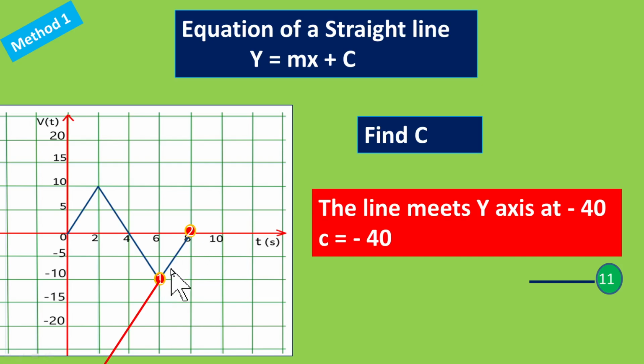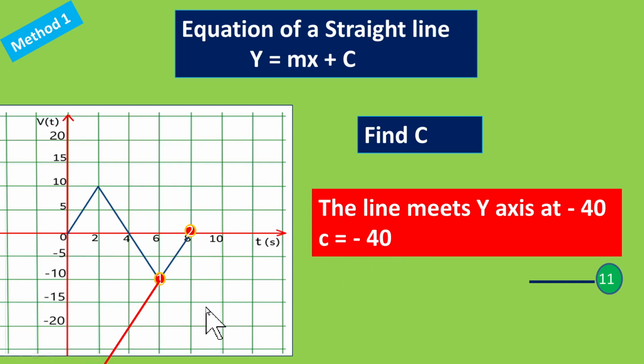So we have taken this third segment. It should be extended downwards as well as upwards. But if you extend it upwards, it will not meet the y-axis anymore. If you extend this line downwards, it crosses the y-axis at minus 40. Okay, so the C is minus 40.